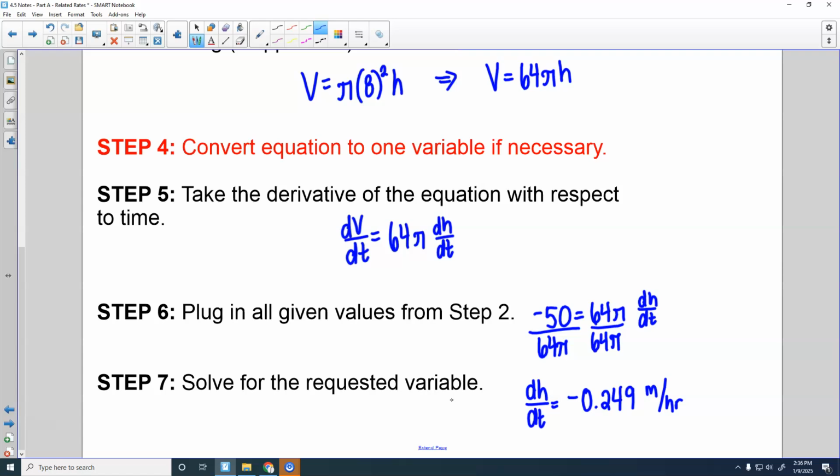Yes? I did the negative 50 over 64 pi, and I got negative 2.4. I think you need to have 64 pi in parentheses. I think yours is doing negative 50 divided by 64 and then multiplying that fraction by pi. Yeah, that was it. Yeah. Okay, questions?